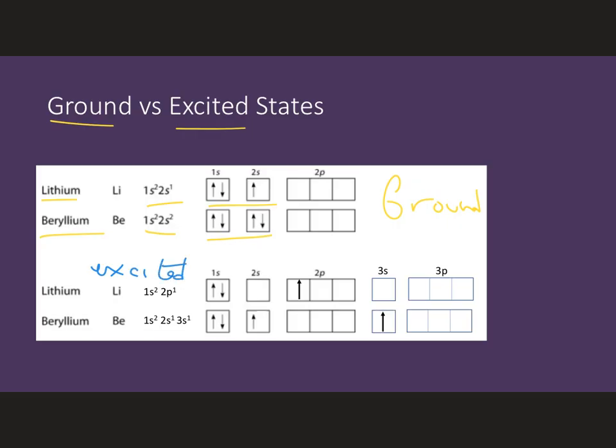In these excited states, notice that no longer do I have this electron in the 2s. I have promoted it to a higher energy orbital. In this case, it's a 2p now. So I have moved one electron to a higher energy, therefore it's an excited state. Down here with beryllium, I took one out of the 2s and moved it all the way over here to 3s. That's a different type of excited state.